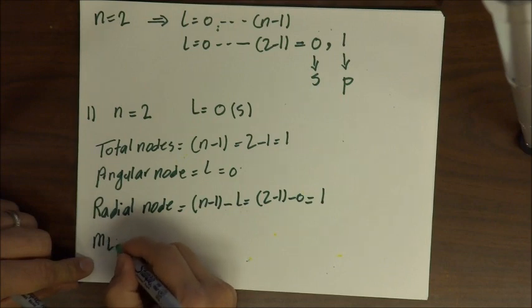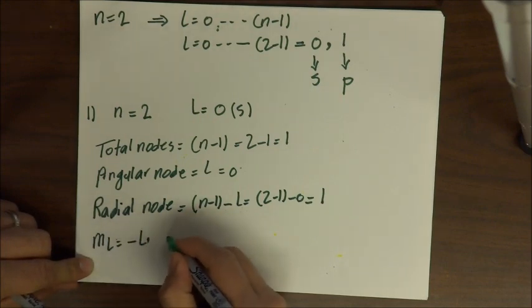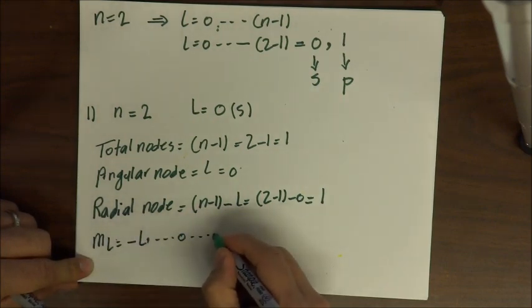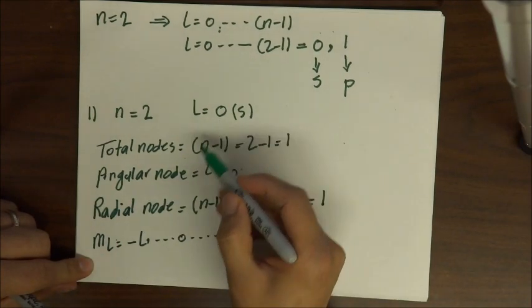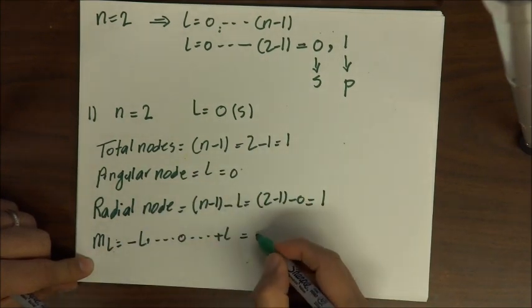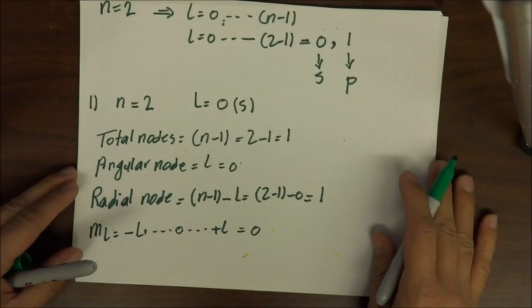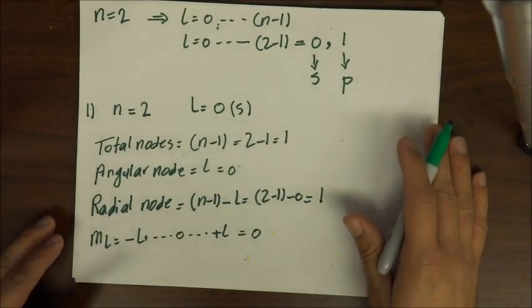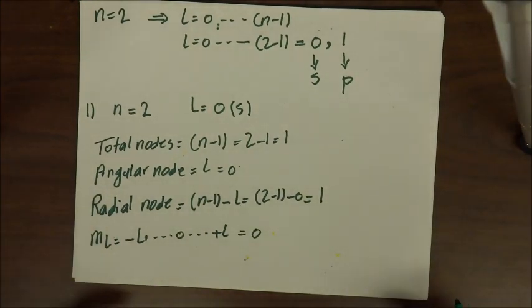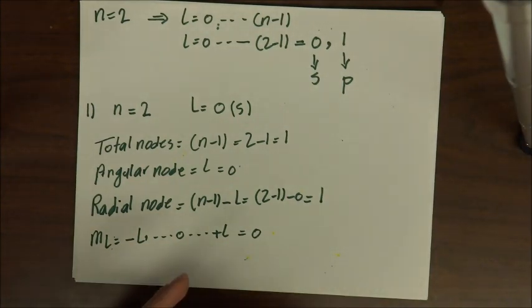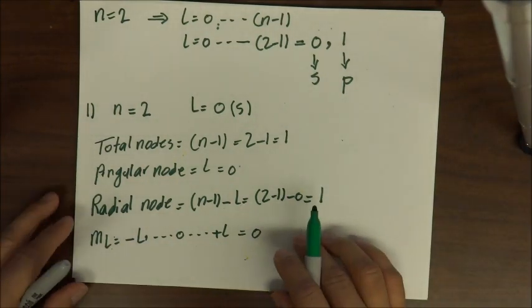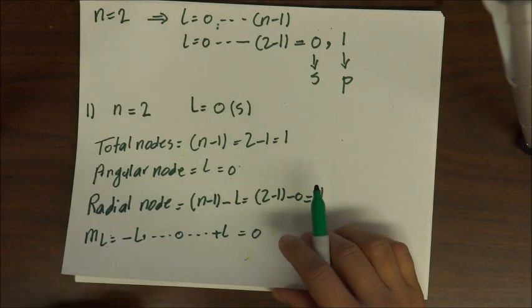ML goes from minus L to 0 to plus L. If L is equal to 0, then ML will be equal to 0. And we know the S orbital is a spherical orbital. It doesn't have a specific direction. So I'm going to show the 2s orbital on the next page.